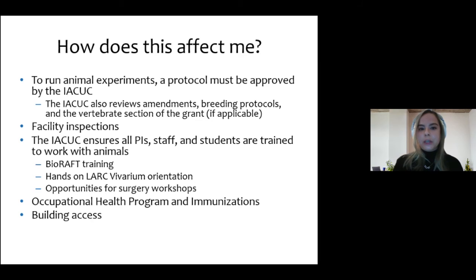So how does this affect you? So as I said before, to run animal experiments or even to order animals, you must have an IACUC approved protocol. We do have facility inspections. The PIs are not super involved with this, but if the IACUC does walk through and they see a PI or a student, they may ask to see what they're doing, just to kind of follow up and see as kind of our post-approval monitoring to see if they know exactly what is going on in the surgery they're doing, and just kind of out of curiosity to see what they're doing for the day.